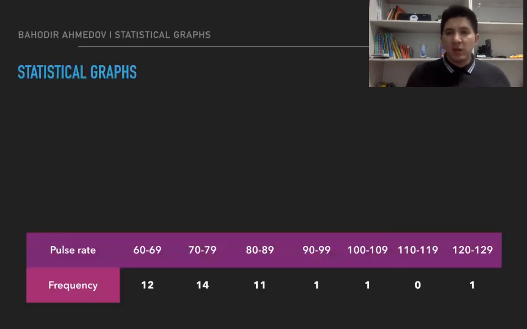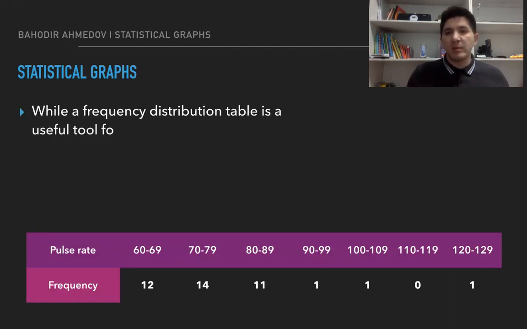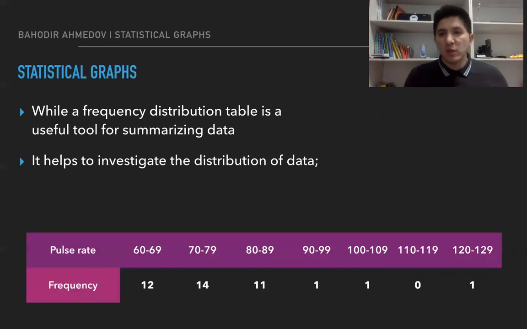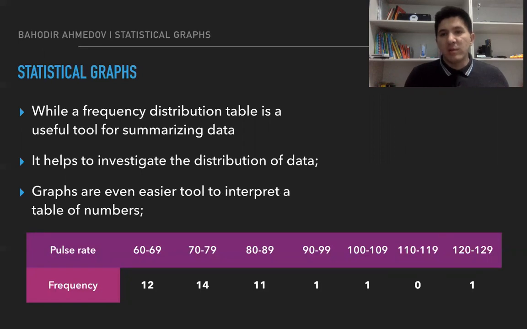If you've got huge data sets, we can summarize them using so-called frequency tables, where we count the belongings of the different data items into different categories or classes. Frequency tables are really powerful. They tell us about the distribution of the data points, but statistical graphs are even better and easier tools for analyzing the data.